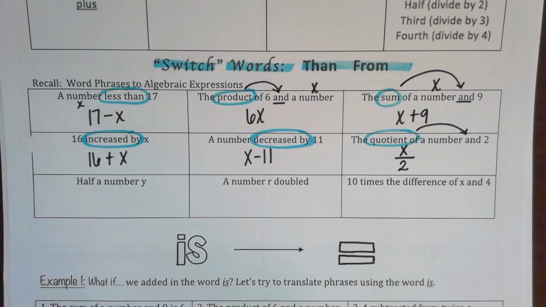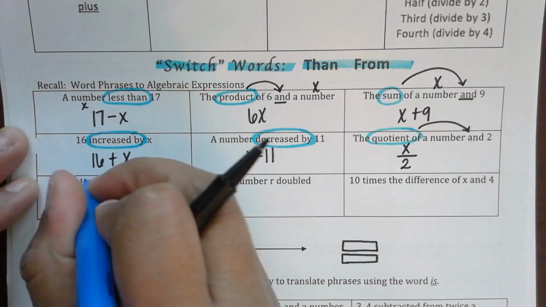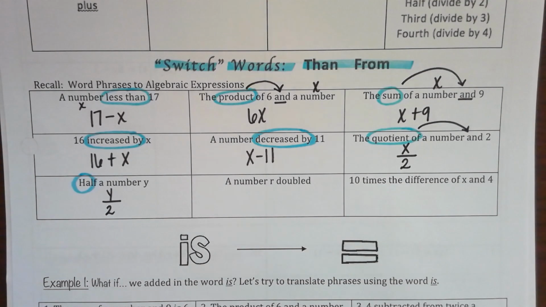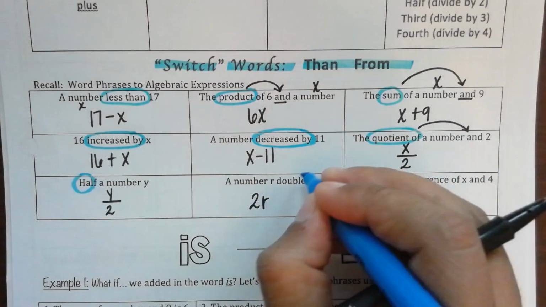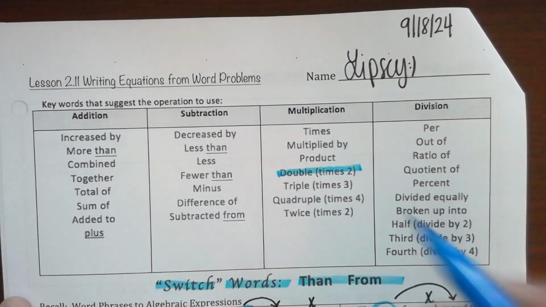Half a number y. Because what does half mean? Dividing by 2. A number or doubled? No. You're on the right path. R times 2, which is written as what? 2R. Doubled means multiplication, but not 2 itself. When you say squared, that's R times R. We're looking for doubled, which is times 2, which is set up here. So be careful with that one.